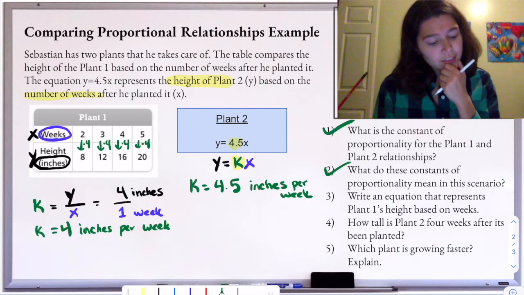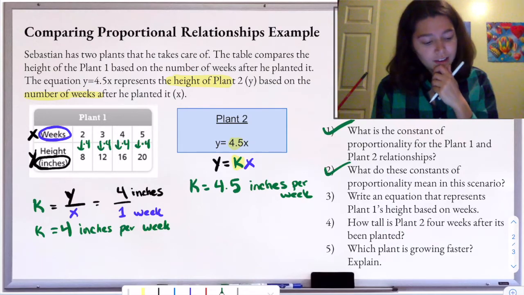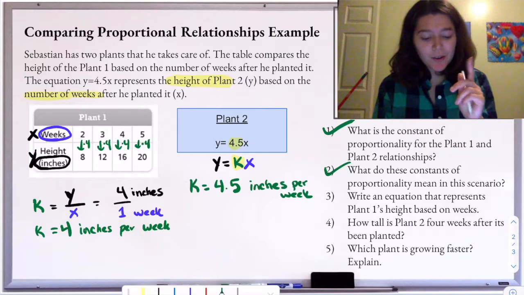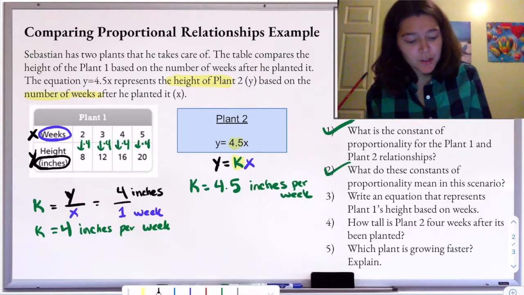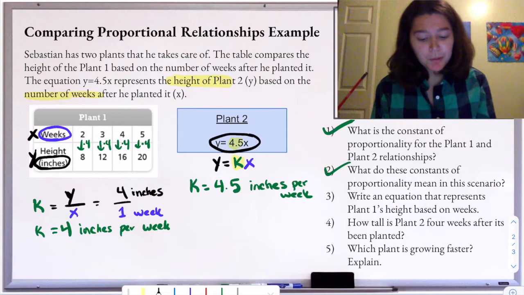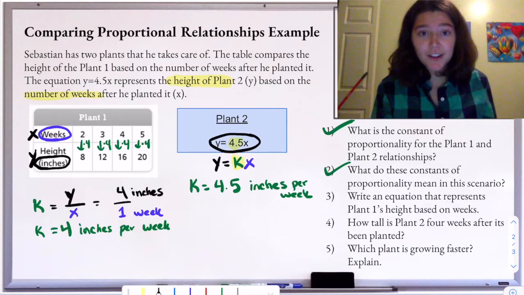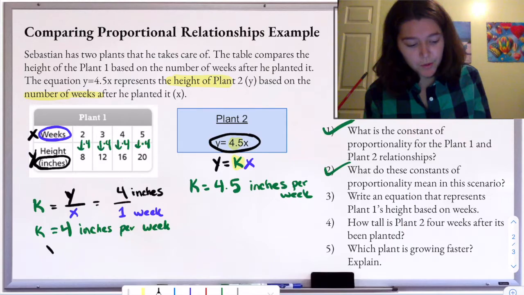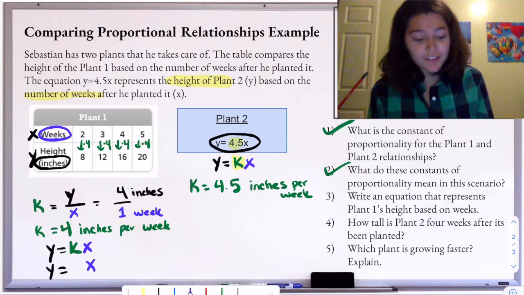Write an equation that represents plant 1's height based on weeks. Okay, so I already have my equation here for plant 2, y equals 4.5x. But plant 1, they give it to me in table form. So I need to work the other way and figure out what the equation is. Okay, so generally for any proportional relationship, and we already figured out this is proportional, we have the form y equals k times x.